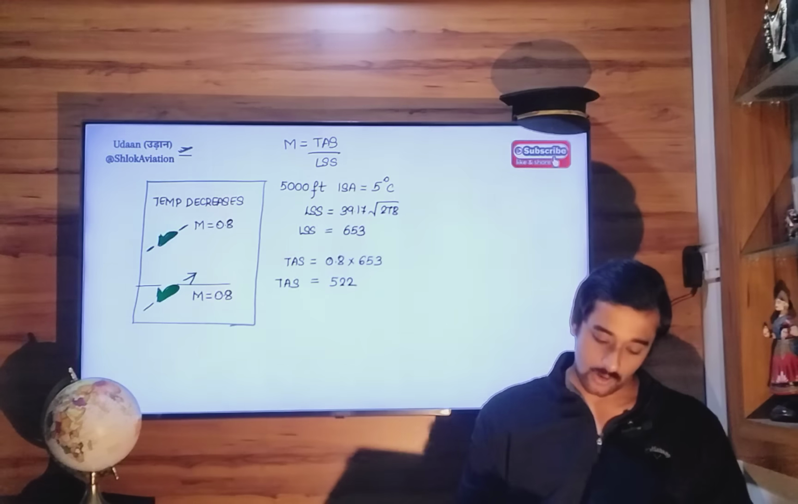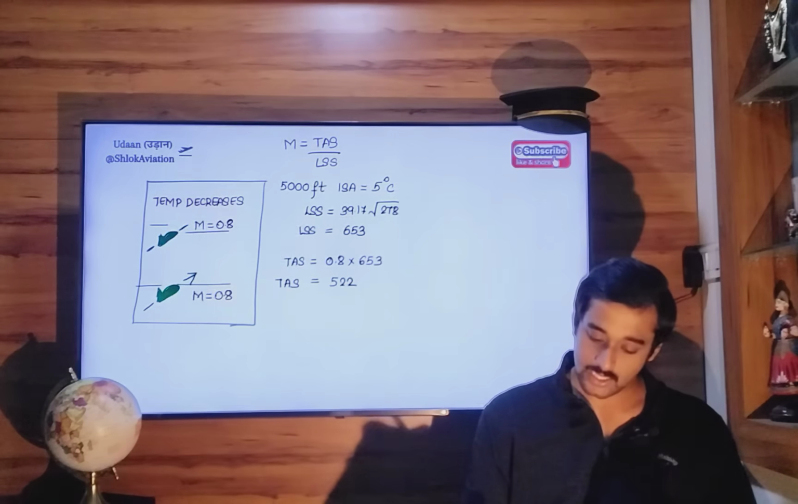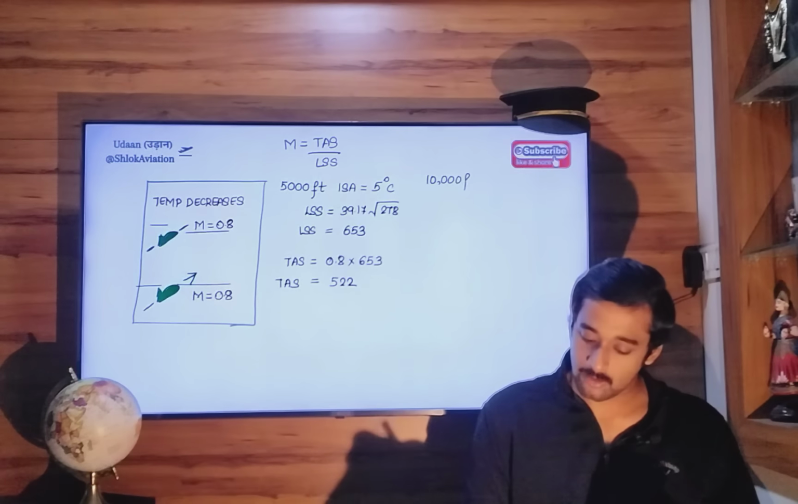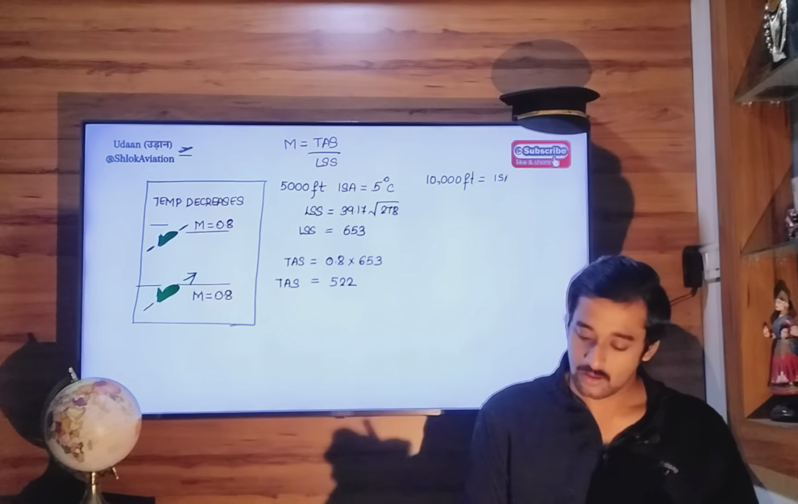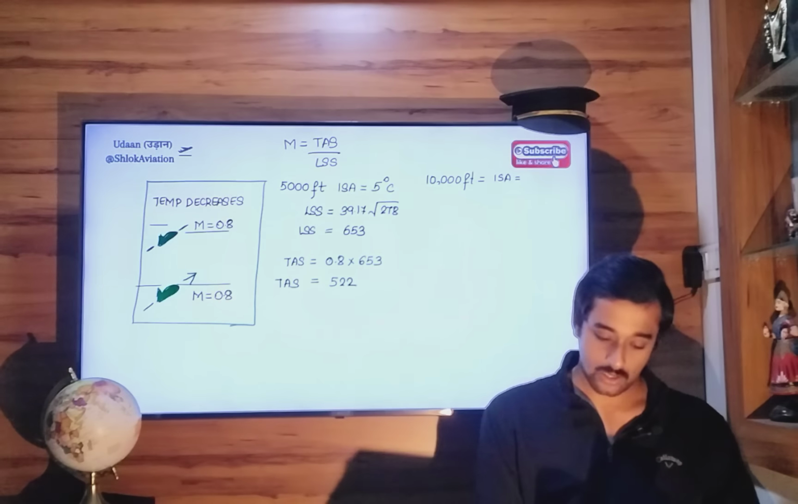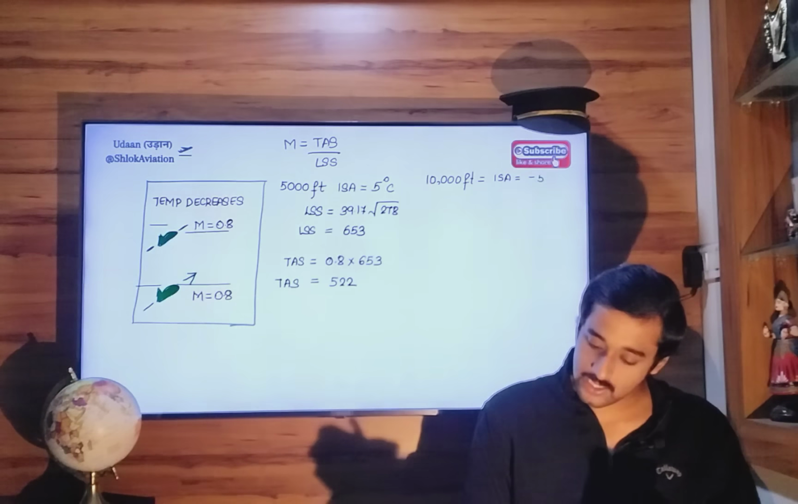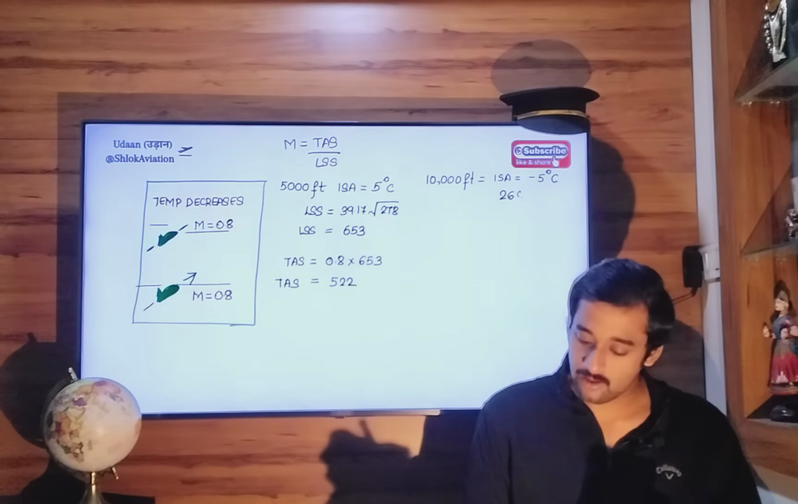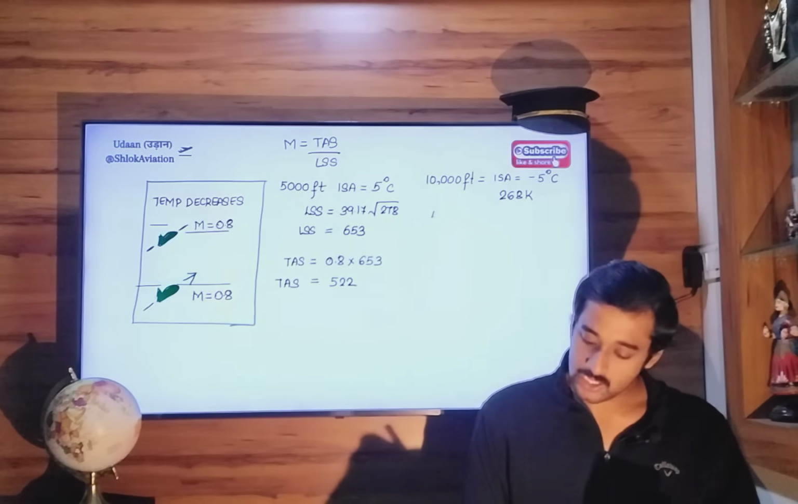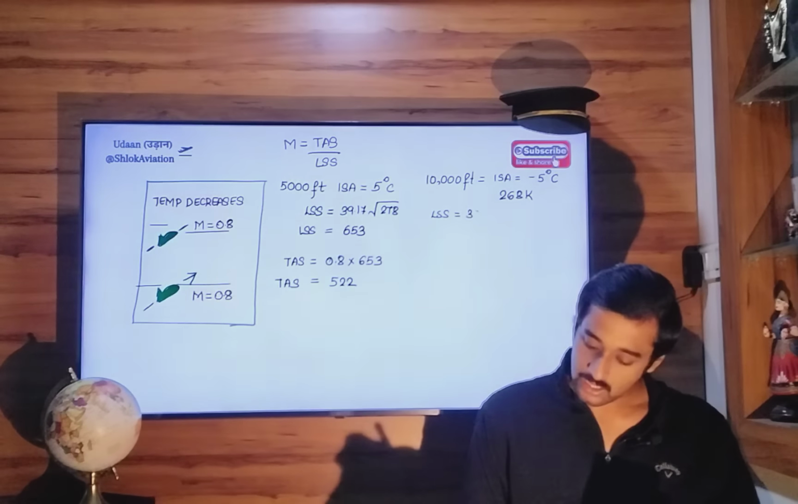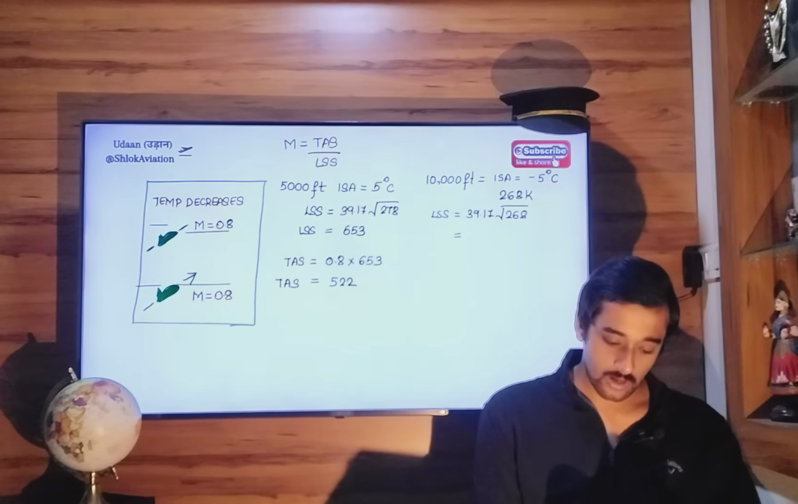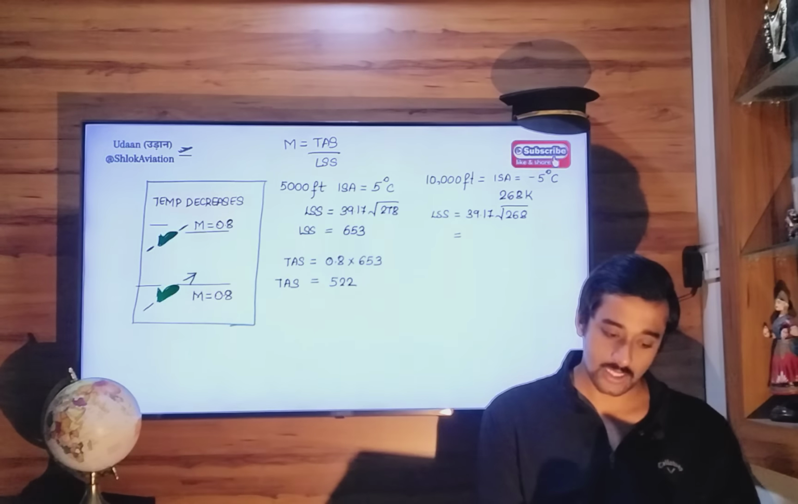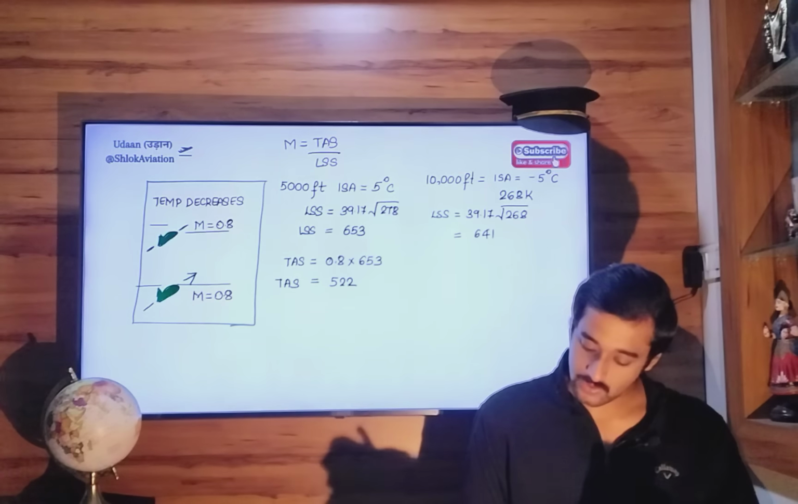Let's go to 10,000 feet, where the Mach number is still the same, but temperature at 10,000 feet will be 15 minus 20, that is minus 5 degrees Celsius. So minus 5 plus 273 is 268 Kelvin. Local speed of sound at 10,000 feet is 39.17 times the square root of 268. The square root of 268 is 16.37, and multiplied by 39.17 that is 641 knots.